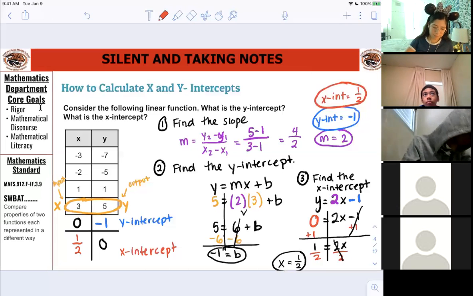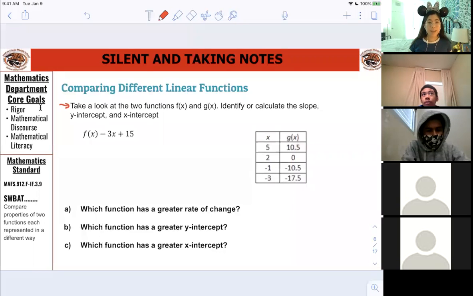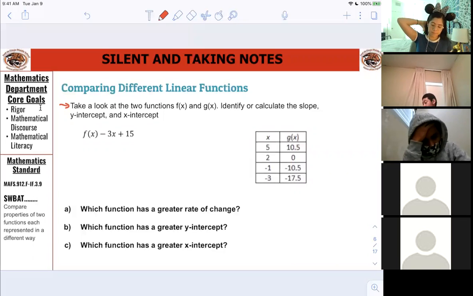Let's do another one. I'm going to skip this. Okay, so let's take a look. Can I have a volunteer read for us what we're doing here? Take a look at two functions, f times x and g times x. Remember, you don't say f times x, we just say f of x. It's like the name of the function. F of x and g of x. Identify or calculate the slope, y-intercept, and x-intercept.